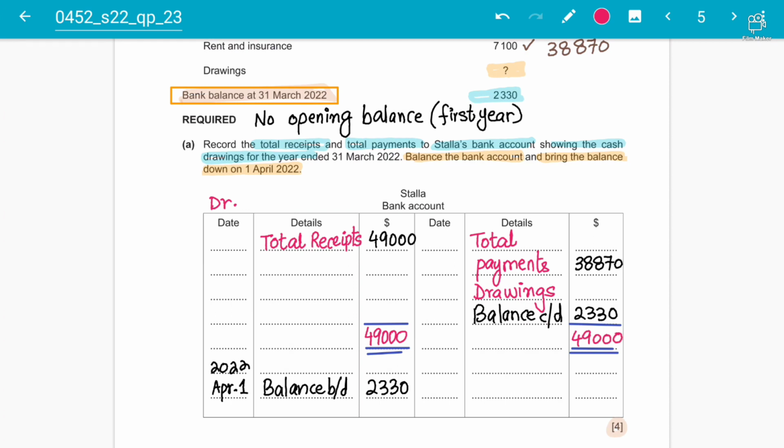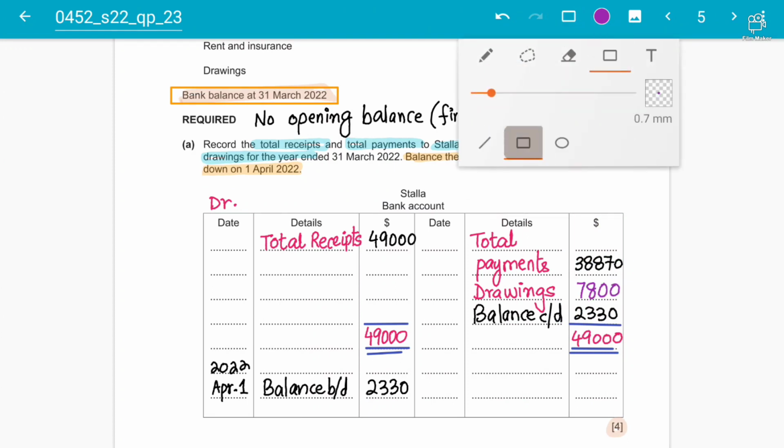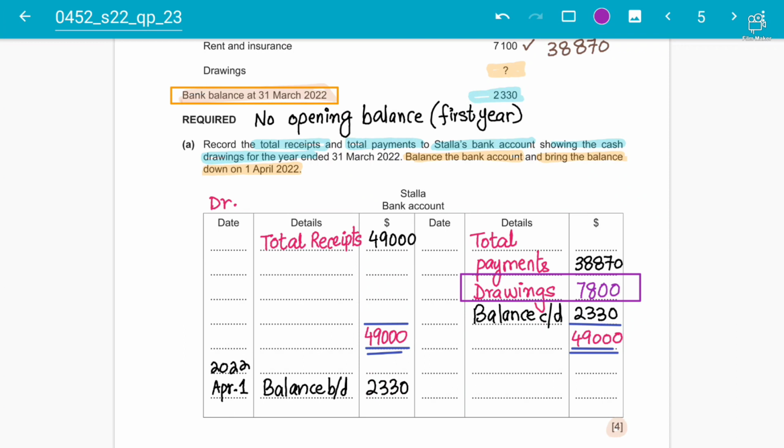You subtract 38,870 and 2,330 from 49,000. I'm getting 7,800 as drawings, so I'm going to write it down like this. And students need to understand, this is the balancing figure. This is how normally incomplete record questions are solved in O levels and IGCSE accounting. Both have the same syllabus, both have everything exactly the same. So we got the drawings as this, and this is going to be our answer, and that is how you will get all 4 marks.